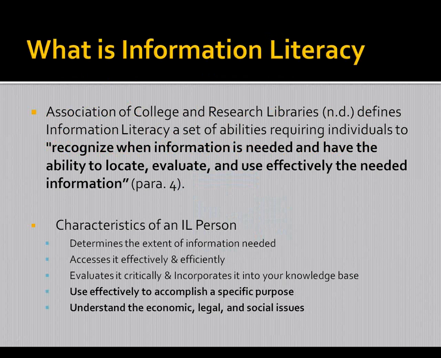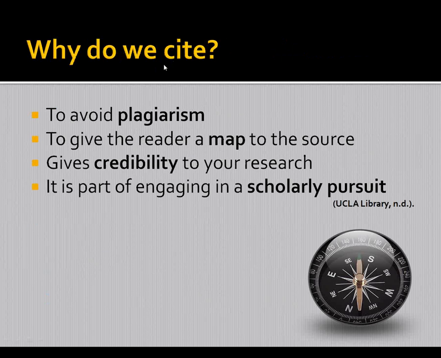There are 5 characteristics of an information literate person that are listed on the screen. The 2 that we will talk about this evening are using that information effectively to accomplish a specific purpose, and understanding the economic, legal, and social issues behind why we do it that way. Primarily what I'm concerned with here is the idea of plagiarism and why it's so important to cite things correctly within your papers. So let's talk about some of the reasons why we cite.